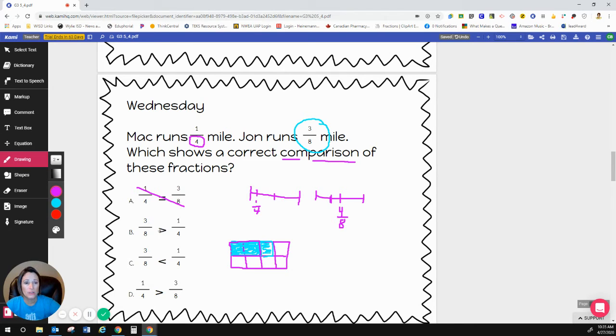3/8, looking at your symbol, is greater than 1/4. 3/8 was greater than 1/4. 3/8, what does that symbol represent? Less than 1/4. We know that 3/8 isn't less than 1/4. Okay, so the next one, 1/4 is greater than 3/8. Nope. My best answer choice is B, that 3/8 is greater than 1/4.